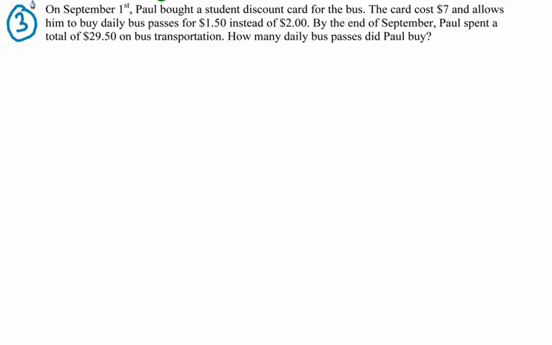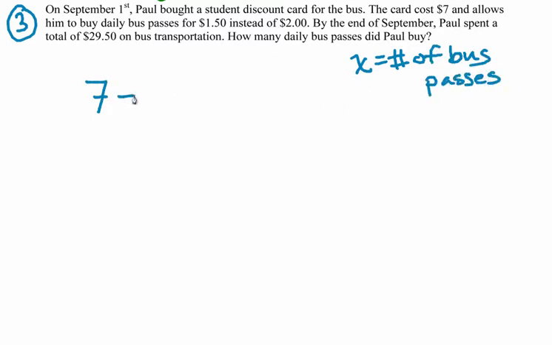So the first thing it says that he bought is this student discount card, and that card cost $7. So part of what he spent in the month of September was that $7. Then he bought a certain number of bus passes. That's our unknown. And on each of those bus passes, he spent $1.50. So in addition to that 7, so we're going to use a plus, he spent $1.50 times x, times the number of bus passes he bought. And that all came out to a total of $29.50 for the month of September.